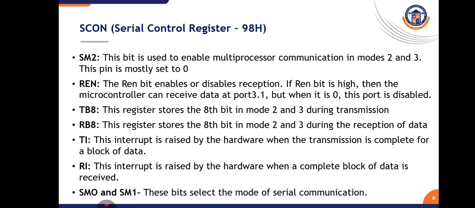and the receive flag. REN enables or disables reception. TB8 is the ninth bit transmitted in mode 2 and mode 3 during transmission, and RB8 stores the ninth bit in mode 2 and mode 3 during reception of data. TI indicates that the transmission is completed for the block of data, and RI indicates an interrupt raised by the hardware when a complete block of data is received.